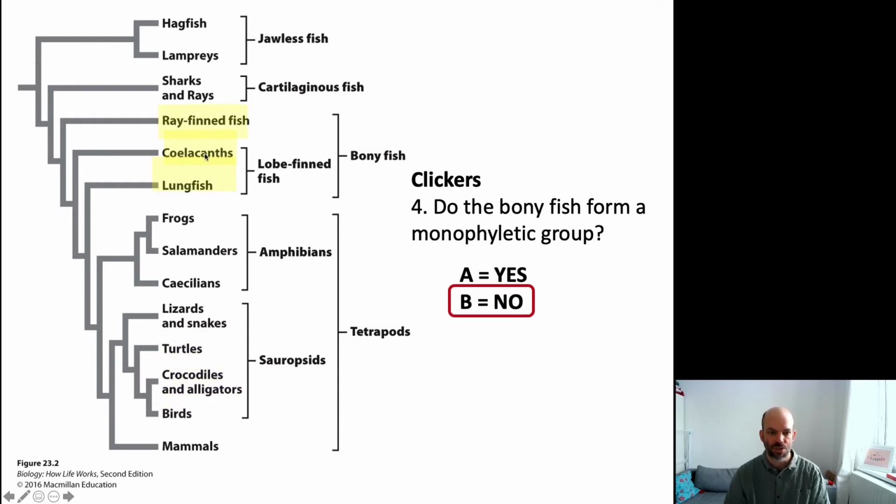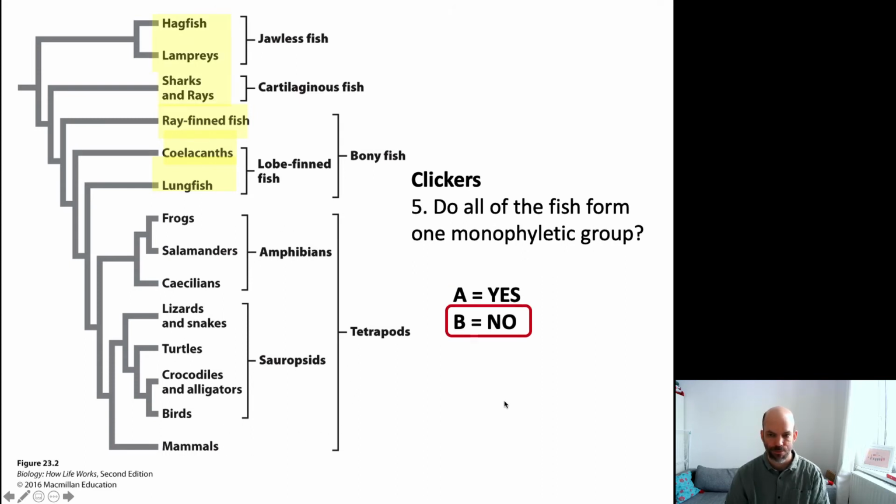Do ray finfish, coelacanths, and lungfish form a monophyletic group? No, because their common ancestor is here. And in order to include those three groups in a larger monophyletic group, you would have to include all of the descendants of that ancestor, which would be all of the amphibians and sauropsids and mammals as well.